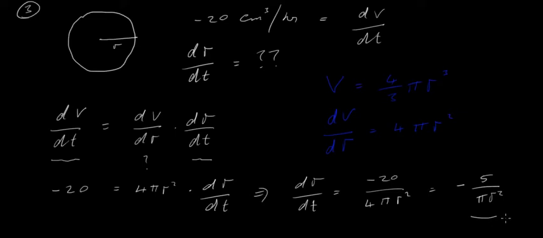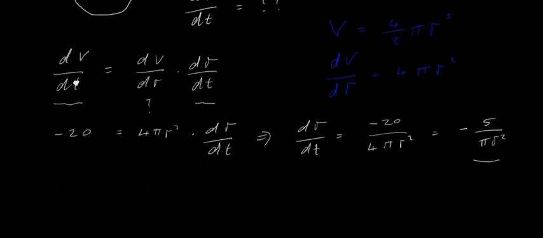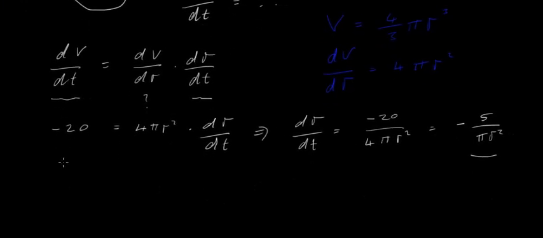So for example then, if we were asked to find the rate of change of the radius when the radius is, for example, 2 centimeters, all we've got to do is put 2 in here. So in other words, dr/dt is equal to minus 5 over pi times 2 centimeters, 2 in this particular case. So that would just be 2 squared, which is 4. So it's just going to be minus 5 over 4 pi in this particular case.